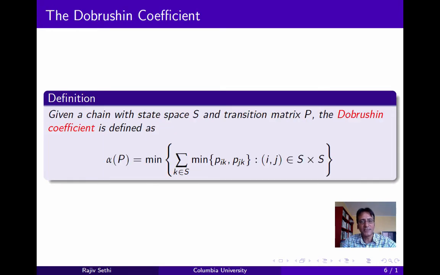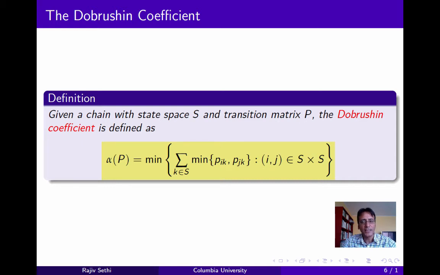Now to get some more insight into the conditions for uniqueness and stability, let's consider an alternative approach based on something called the Dobrushin coefficient. So given a Markov chain with state space S and transition matrix P, the Dobrushin coefficient alpha of P is defined as shown on the slide. Now let's think about what this definition means.